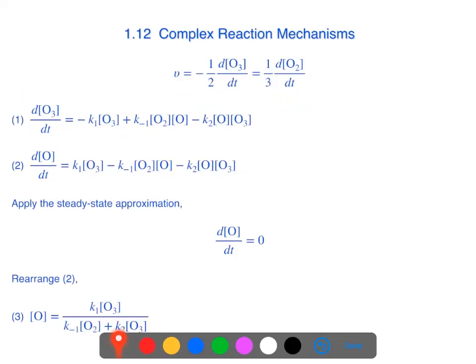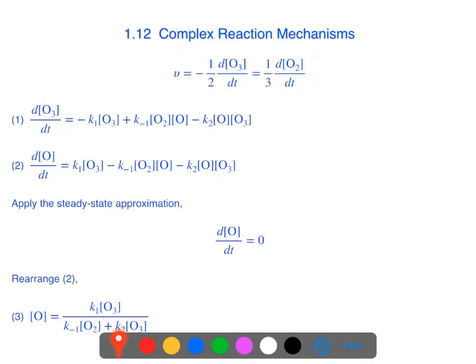So as we saw in the previous example, we first start by equating the overall rate of the reaction with respect to the individual species in that reaction. And that way, once we solve for the rate of decomposition of ozone, we can then relate that to the formation of oxygen or the overall rate of the reaction.